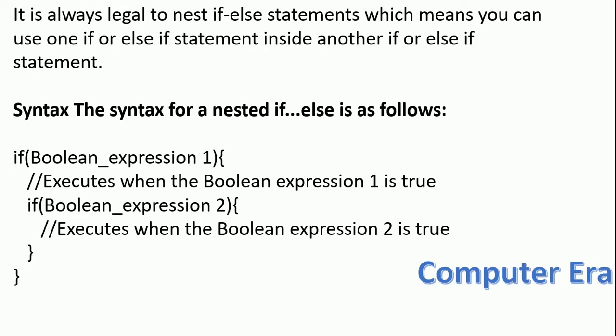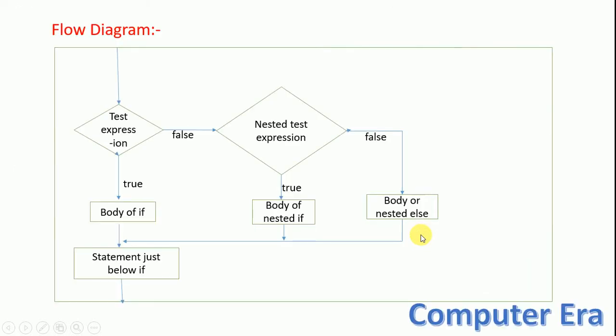Here you can see the syntax of the nested if. If Boolean expression 1 is true, execute; then if Boolean expression 2 is true, then execute the inner block.